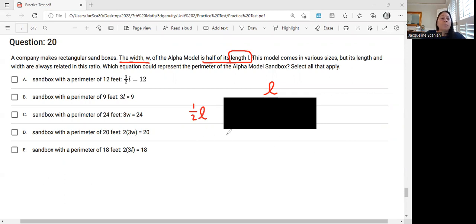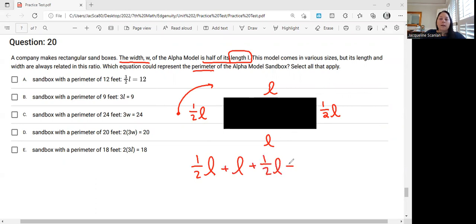In order for me to find a perimeter, I am going to add all of the lengths and the widths together. So I am going to start here. You can start anywhere. So I'm going to do 1/2 L plus L plus 1/2 L plus L, and that's going to give me my perimeter, P.